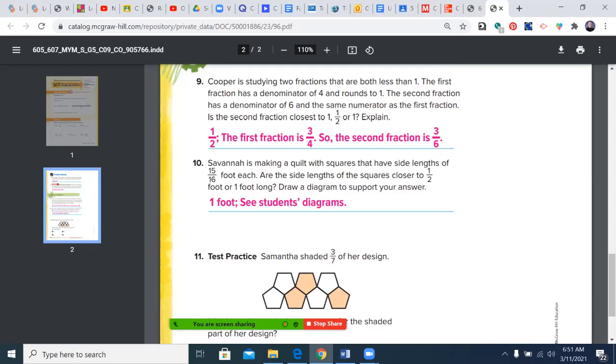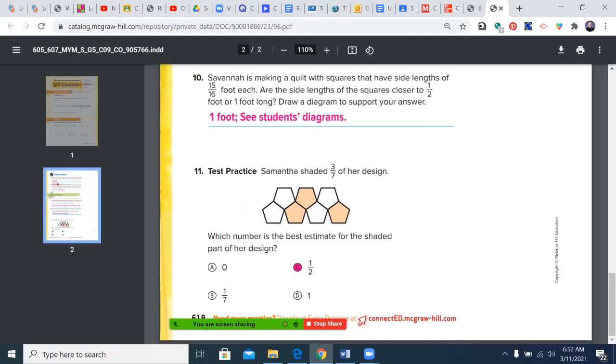Savannah is making a quilt with squares that have side lengths of 15/16 of a foot. Are the side lengths of the squares closer to 1/2 foot or 1 foot? You could draw a diagram to support your answer, but the answer is going to be closer to 1 foot.